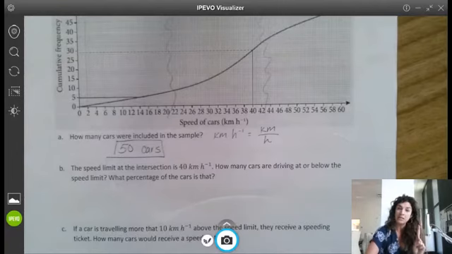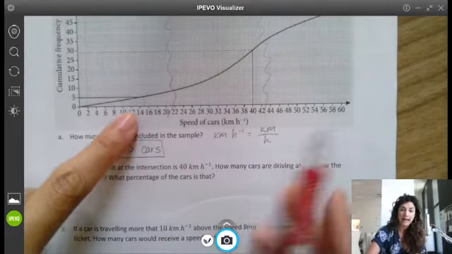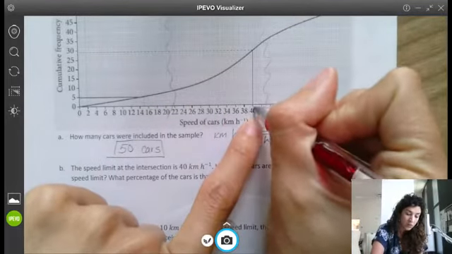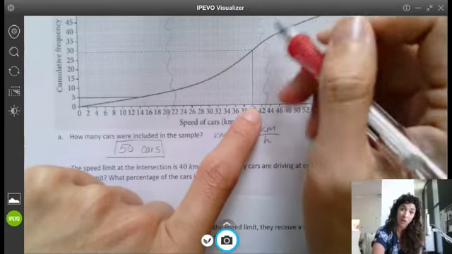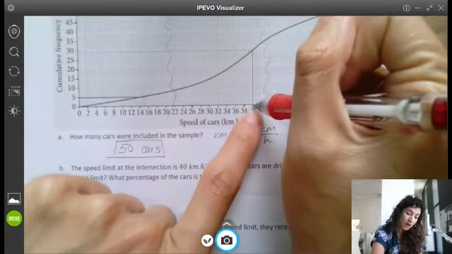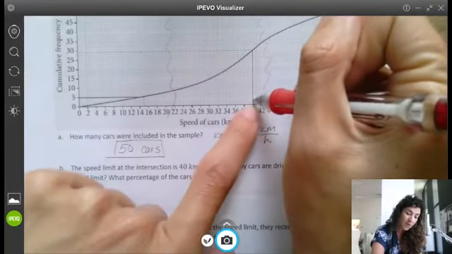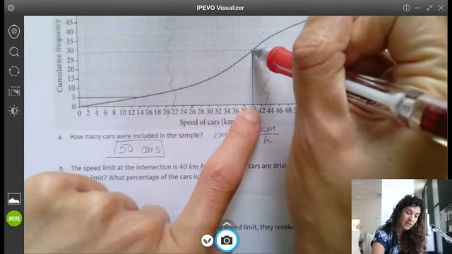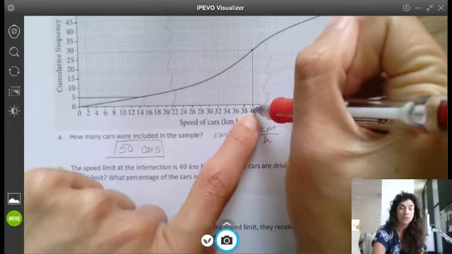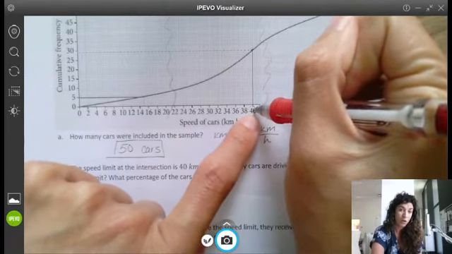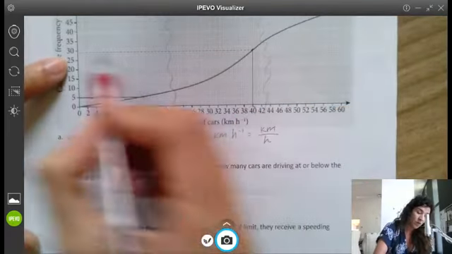So we're talking about speed. So go to the axis that represents speed. That is your x-axis. Find 40. It's right here. This graph already drew in the line for you to follow, which was really nice. So we follow that line 40 all the way up till we hit the graph. This is the point on the graph that represents 40 kilometers per hour.